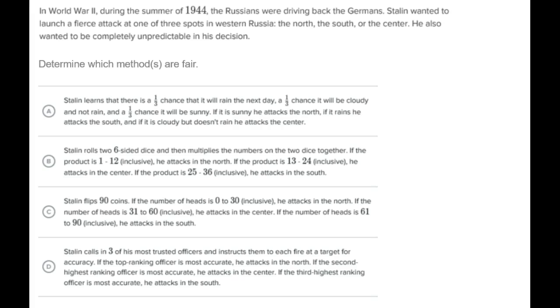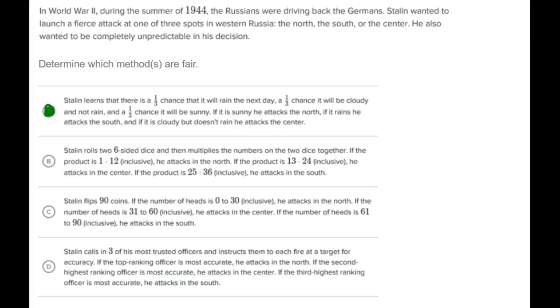Method A: Stalin learns that there is a 1/3 chance that it will rain the next day, a 1/3 chance that it will be cloudy and not rain, and a 1/3 chance it will be sunny. If it is sunny, he attacks the north. If it rains, he attacks the south. And if it is cloudy but doesn't rain, he attacks the center. This is going to turn out to be fair because for each of those scenarios, there is an equal 1/3 probability that the event is going to occur. So there's a 1/3 chance he would attack the north, the south, or the center.